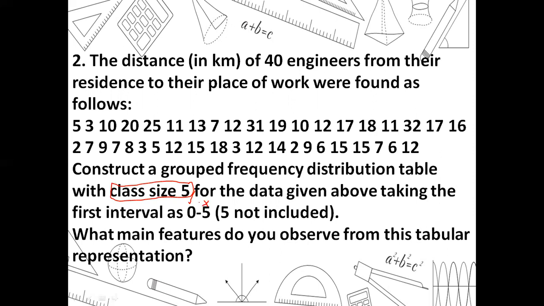So whenever we are taking 0 to 5 and we are collecting data, this 5 will not come in this class interval. It will come in the next class interval. The next interval will be 5 plus 5, that is 10, because the class size is given as 5. So for 5 to 10, we have to include 5 and not include 10.